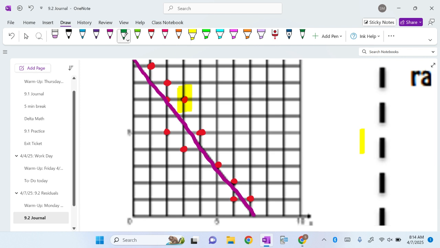Now, if you're looking from this point to the line, how far away do you think that is? Just think about it. Is it a unit, a unit and a half, 2 units? What do you think? How far away do you think it is from that line vertically? What do you guys think? You can count it.